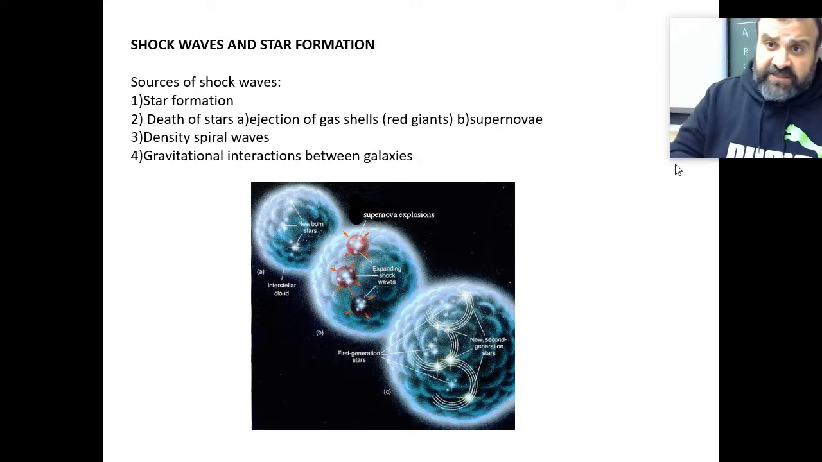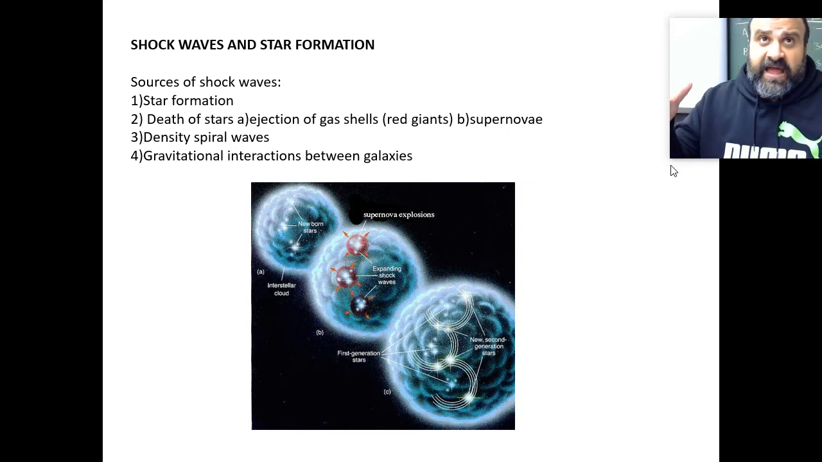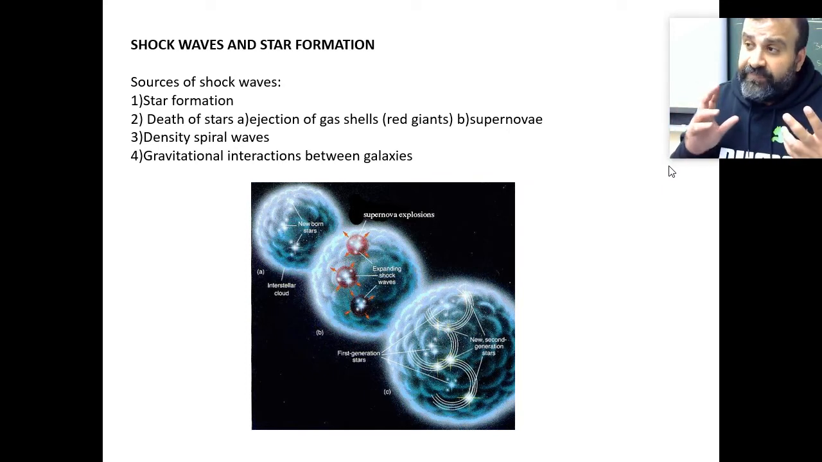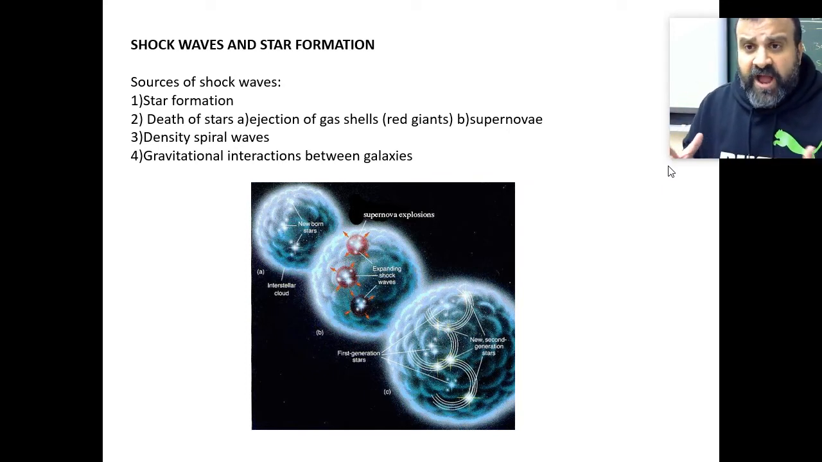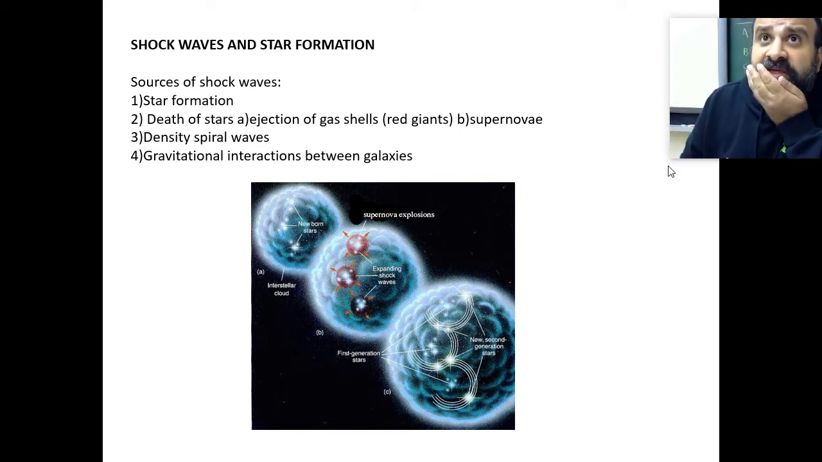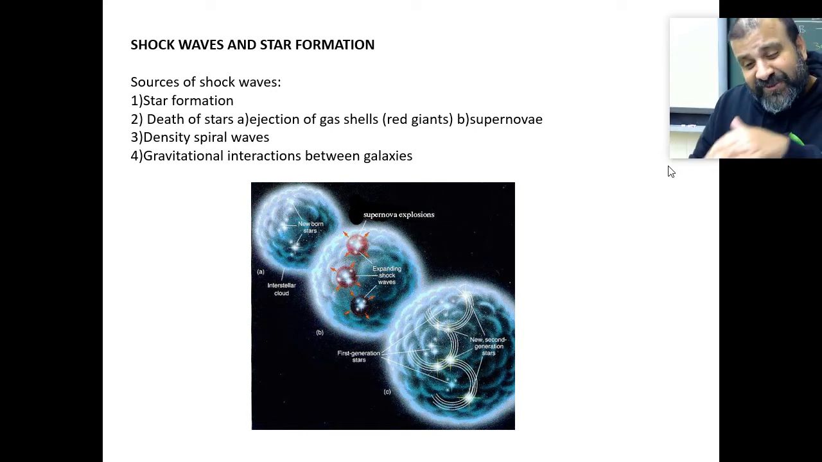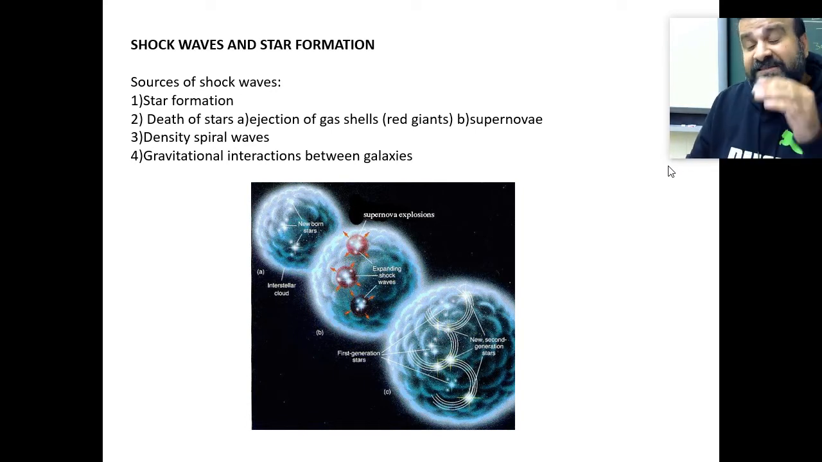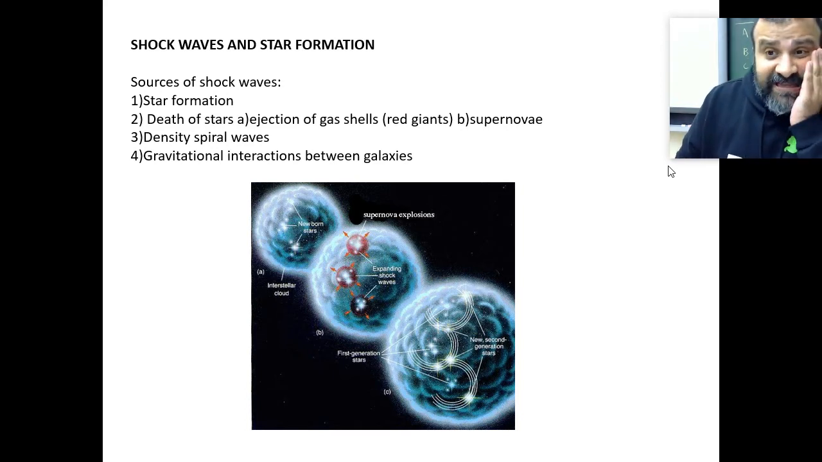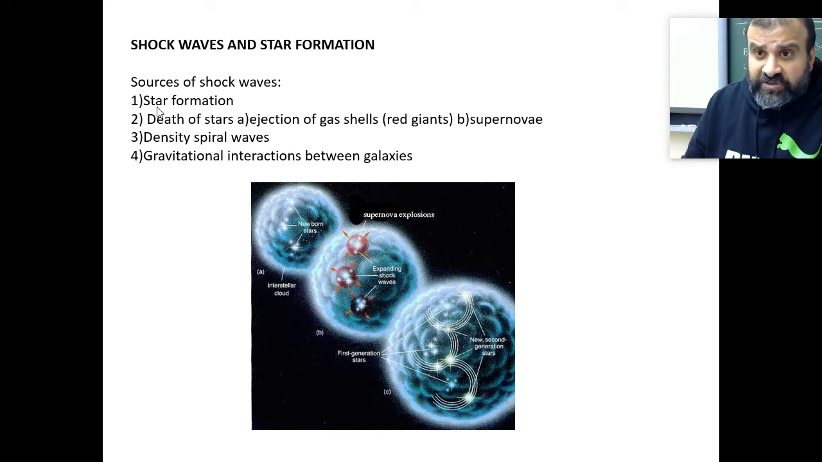At the beginning of this lecture, we talked about gas clouds collapsing, and usually some kind of gravitational effect happened that caused these gas clouds to collapse. The first trigger is star formation, the formation of other stars.